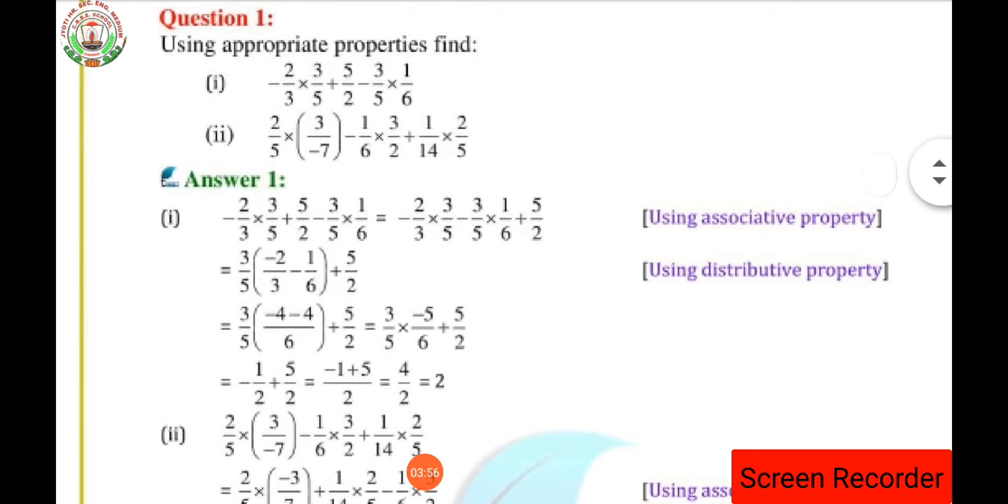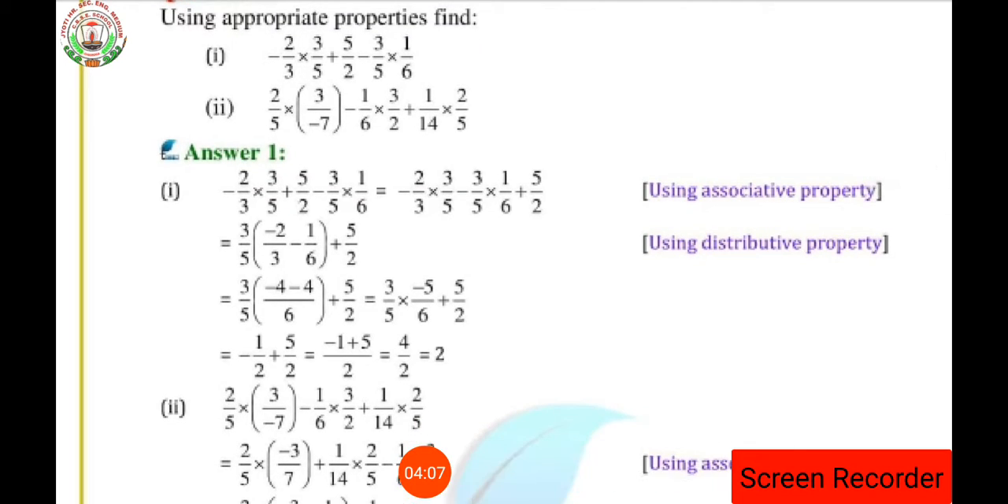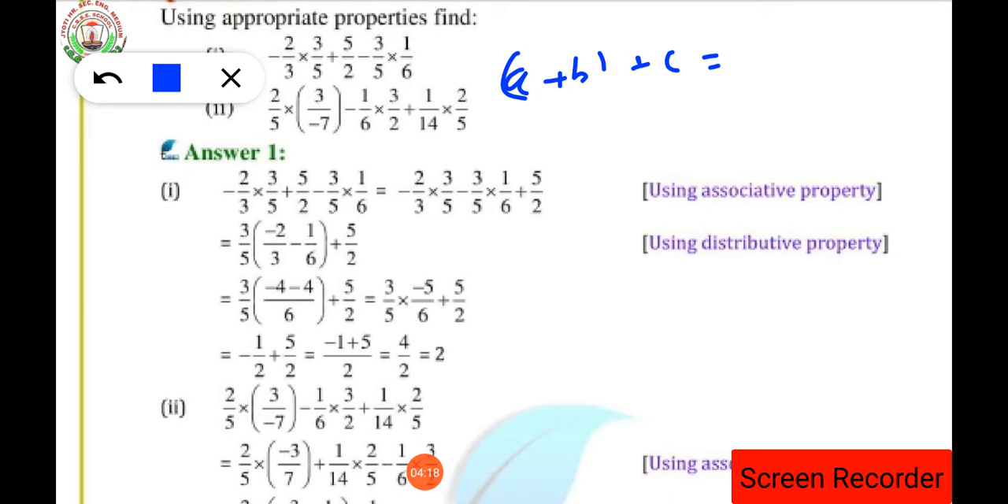Using appropriate property, find minus 2 by 3 into 3 by 5 plus 5 by 2 minus 3 by 5 into 1 by 6. So dear student, first we are going to see the associative property. So what is the associative property? Under addition, that will be (a plus b) plus c is equal to a plus (b plus c). This is the associative property under addition. Then similarly, associative property under multiplication, under subtraction, under division we will see, but there is a difference in the sign.